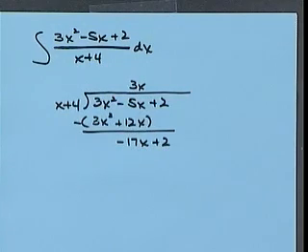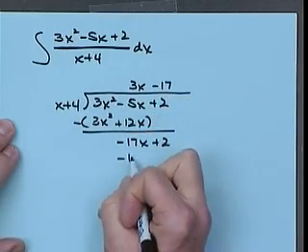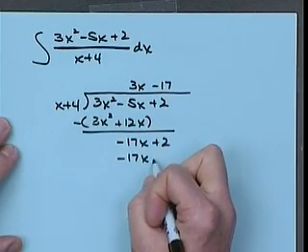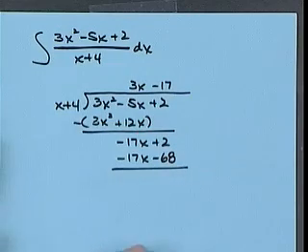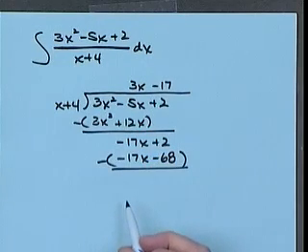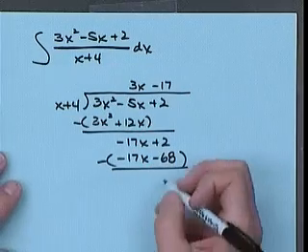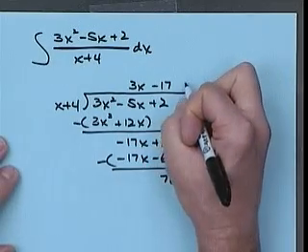How many times will x go into negative 17x? Negative 17 times. Negative 17 times 4, what is that? Negative 68? That sound right? Again, we subtract what we bring down. So the x's drop out. Kind of made that happen. 2 minus a negative 68 is 2 plus 68, which is 70. What happens to the 70? Over x. 70 over x. Right. Remainder over divisor.